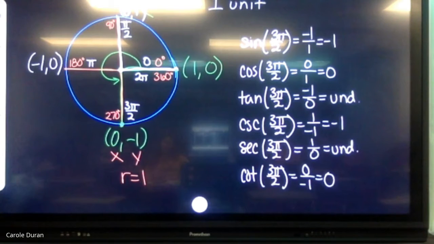As you get finished with your 6 trig functions, I have gone ahead and written the answers up on the board. Please check them as you move through and address any issues that you're having.